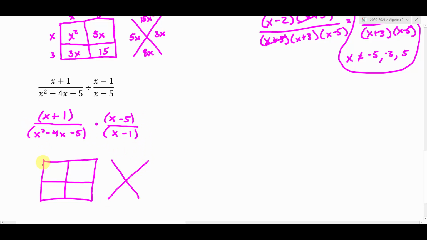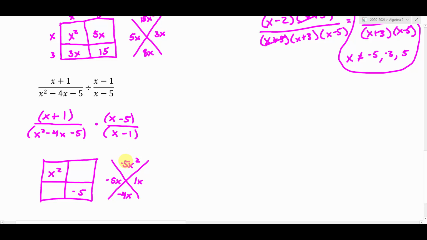Okay. So again, the x squared term goes in the upper left-hand corner. The constant on the end goes in the bottom right, and the middle term goes in the bottom of the diamond. I multiply my diagonal to get the top of my diamond, so -5 times x squared is -5x squared, and then I look for two numbers that multiply to -5 and add to -4. Okay, so those numbers are going to be -5x and +1x.